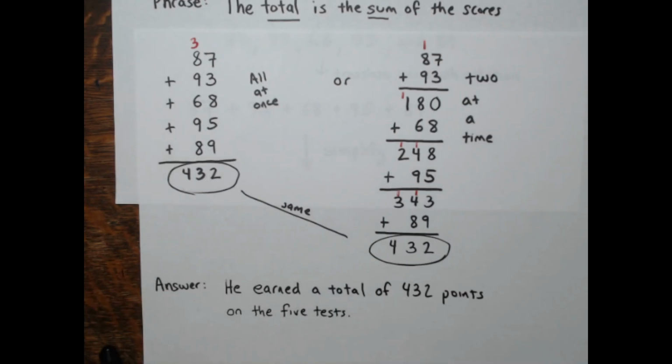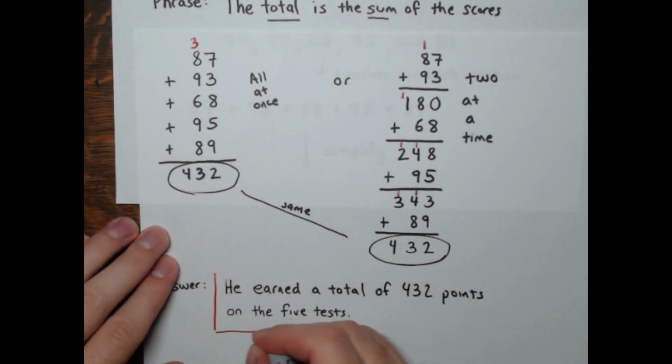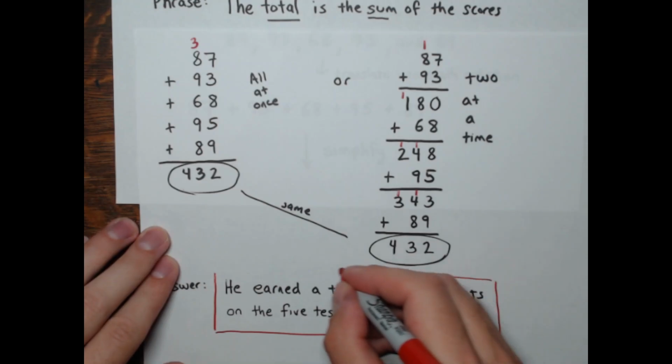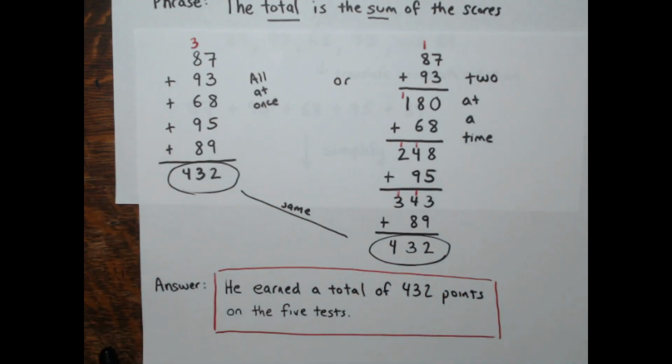Right, and there is a nice complete sentence that answers the question. I'll box that in. Now they may have worded it differently than I did, but it's still a complete sentence. You've got a subject, a verb, right? That answers the question they asked.